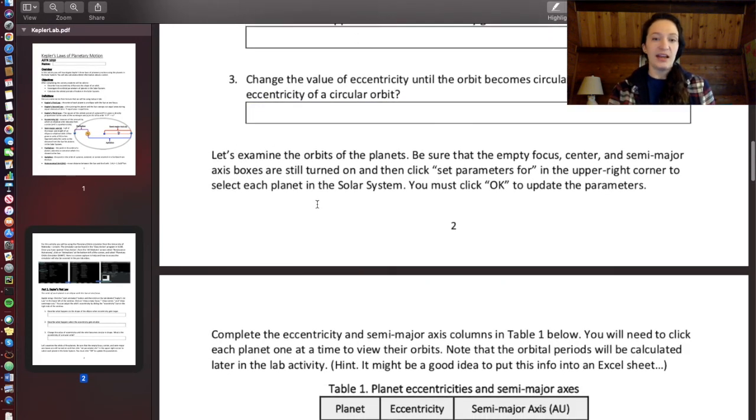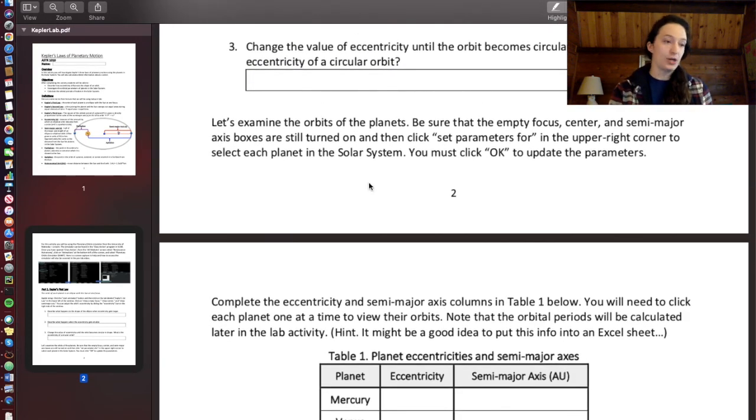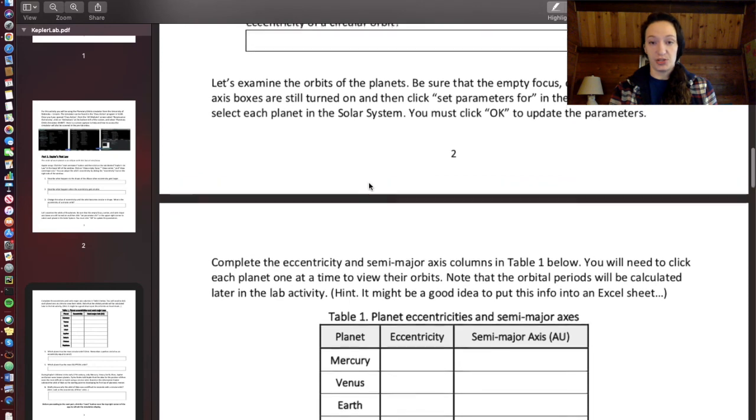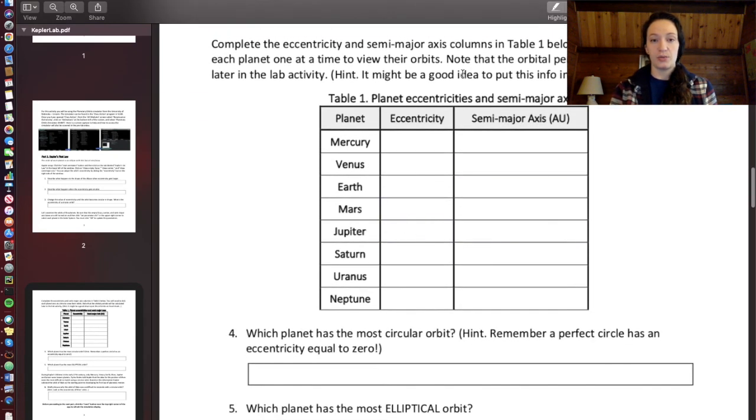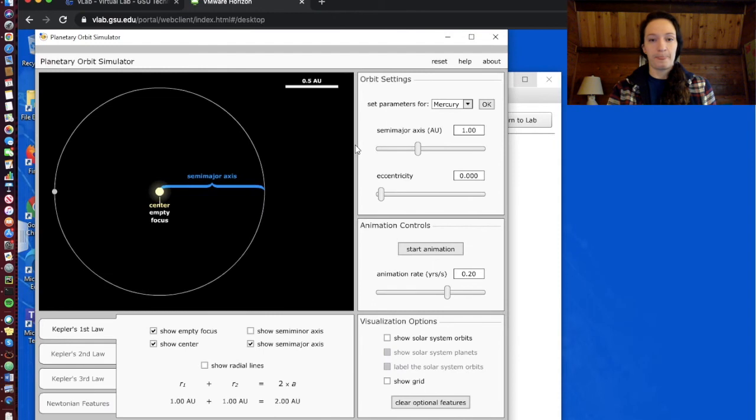So, now we're going to look at planets. We're not just going to look at some random body orbiting the sun. We're going to look at actual planets of our solar system. So we're going to fill out this table. Table 1, planet eccentricities and semi-major axes. The first one is Mercury. So you will go up here to your orbit settings, click the drop-down menu, select Mercury, and then click OK.